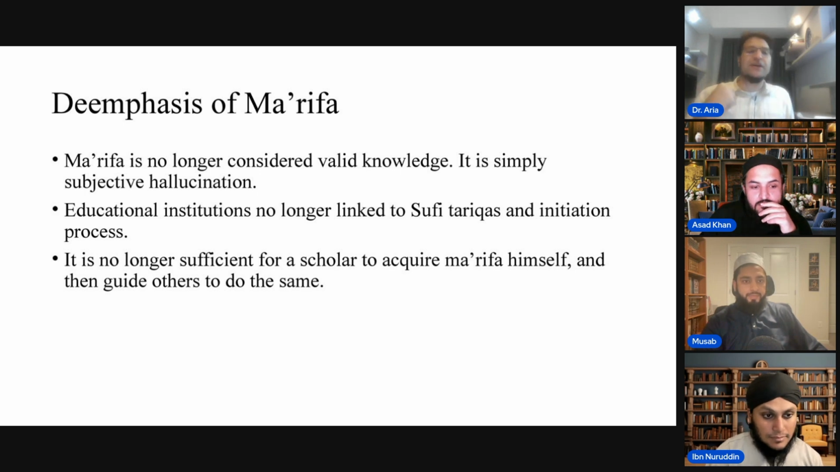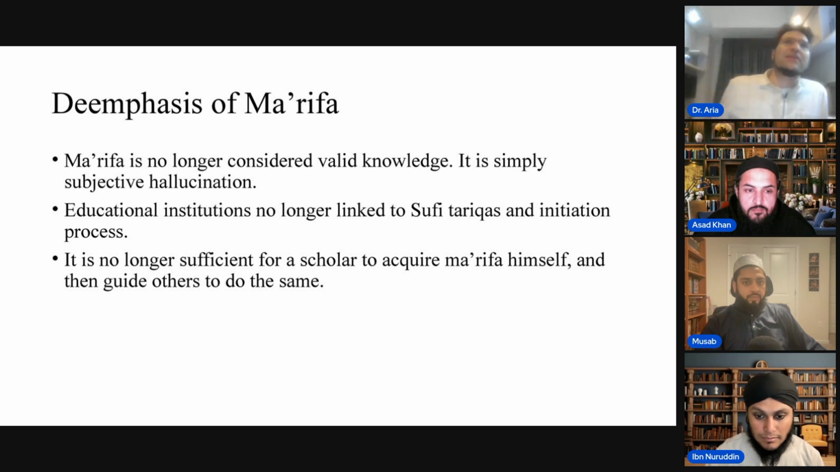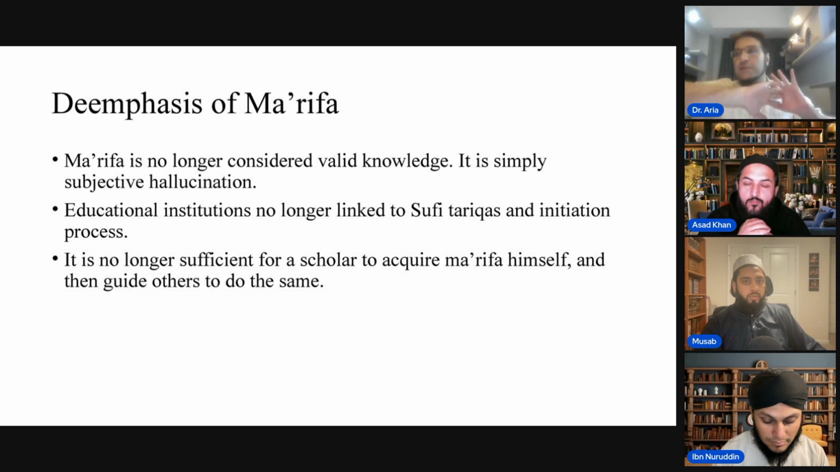De-emphasis of ma'rifah. Ma'rifah is no longer a portal, a door to an appreciation of the existence of a deeper level of reality. It's a type of subjective hallucination that has nothing to do with knowledge whatsoever. It's a waste of time. Educational institutions are no longer linked to Sufi tariqas. They're no longer linked to an initiation process. And to be a scholar, it's no longer sufficient to acquire ma'rifah yourself and then train others to acquire the same ma'rifah. All of this is a waste of time. Why are you engaging in asceticism? Why are you learning how to move your body or how to breathe or how to chant? What does that have to do with producing a new article, a new thesis, a new dissertation? It's completely irrelevant. All of that should be expunged and expelled from the educational system.